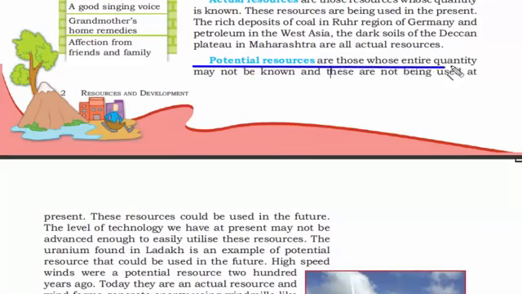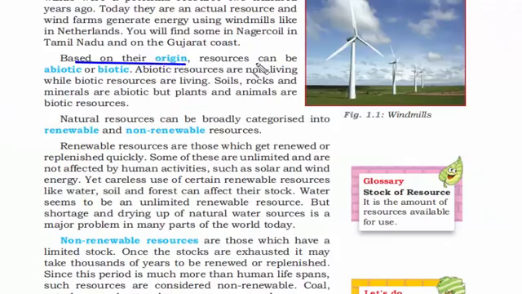And on the other hand, potential resources are those whose entire quantity may not be known, but these are not being used at present. So one of the reasons they are called potential resources is because we don't have the advanced technology to use a particular resource in its full-fledged manner. There are still a lot of things that need to be discovered, reused, but we just don't have the infrastructure at this point. So now from origin perspective, resources can be divided into two categories, abiotic and biotic.